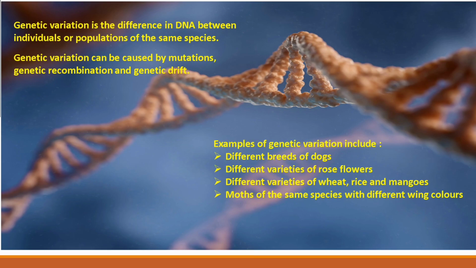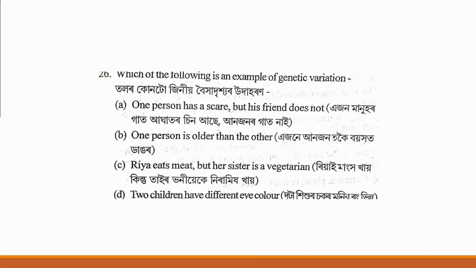Now we'll go back to the MCQ. The question was, which of the following is an example of genetic variation? From the options we can easily find out that the answer will be two children who have different eye color. This will be the example of genetic variation. Okay, now I'll proceed with the next MCQ.